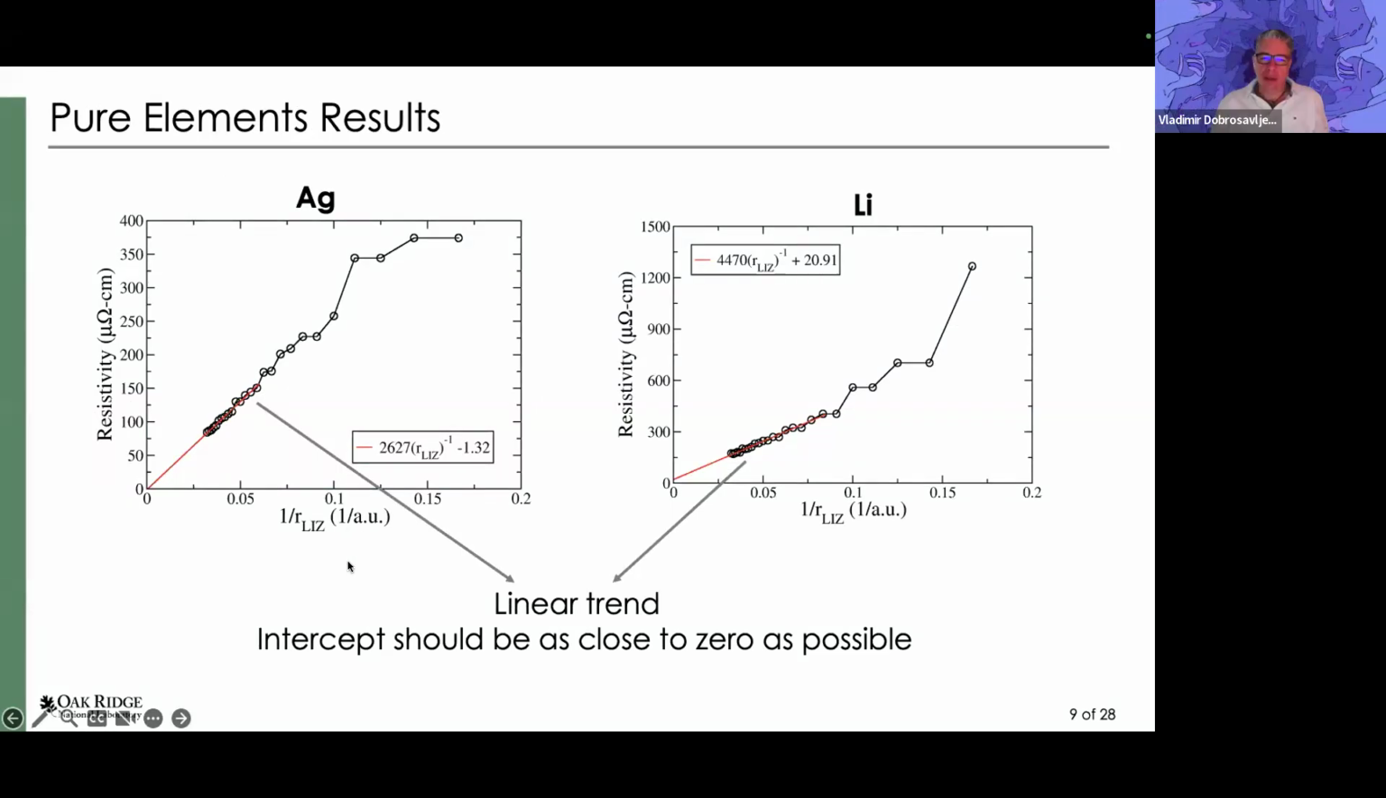Sorry, can you explain why, for pure silver, there is resistivity in the first place? There shouldn't be. So as our LIZ goes to infinity, which is when you capture the full system, the resistivity should go to 0. Oh, okay. But as long as you have a finite LIZ, then you're not actually capturing the full crystalline system. You're still effectively seeing some cluster.